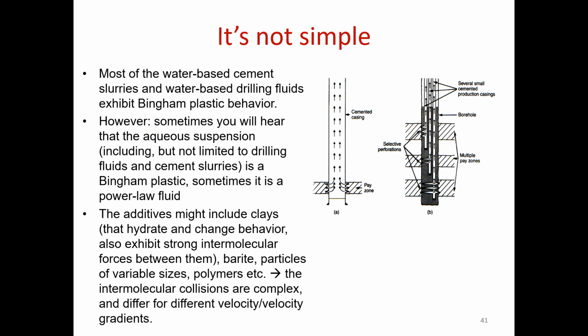Barite might be added, particles of variable sizes. I might have sand of a range of sizes. No sand comes perfectly cut into the size, especially the less money you pay for it. Polymers, you might have different types of gels within the fluid. Whatever it is that was added to the fluid, all those intermolecular collisions become complex, and they differ for different velocity or velocity gradients.